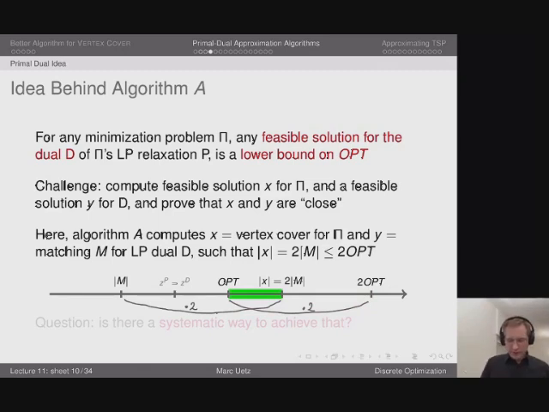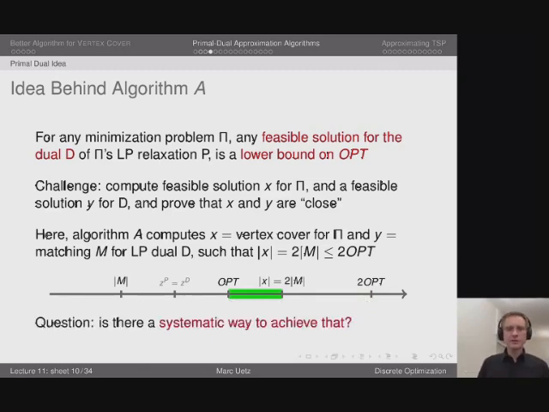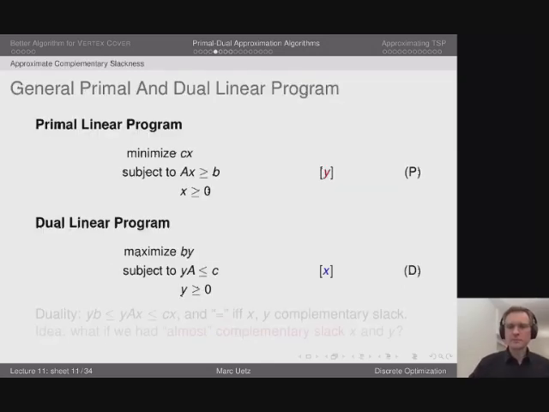Well, and now one of the questions is, is there a kind of systematic way in order to compute feasible primal solutions and feasible dual solutions which are not too far from each other? And the answer is yes, in principle we can do that. And that would be looking at complementary slackness of linear programs again. So complementary slackness describes optimality of integer linear programming solutions. And now we have to move to an approximate version of complementary slackness.